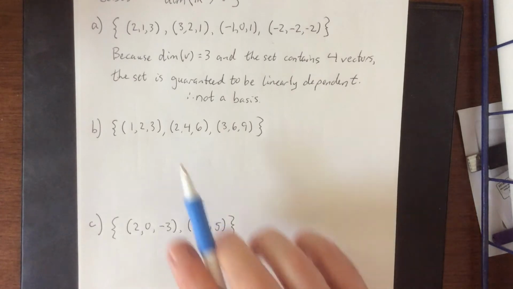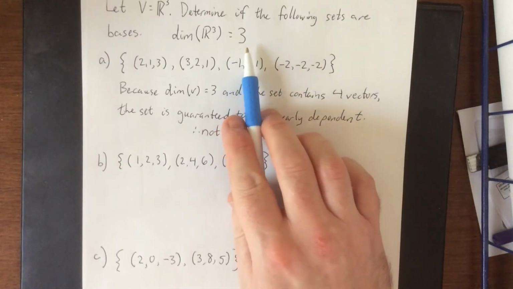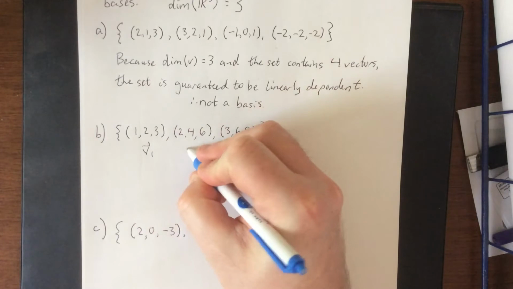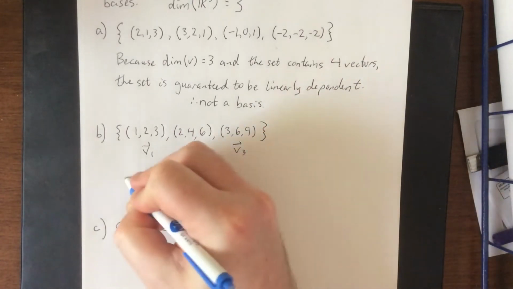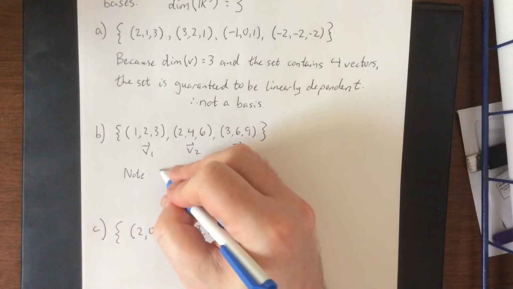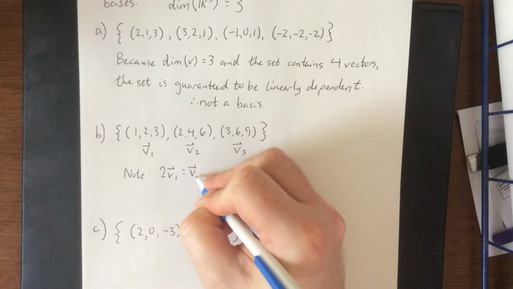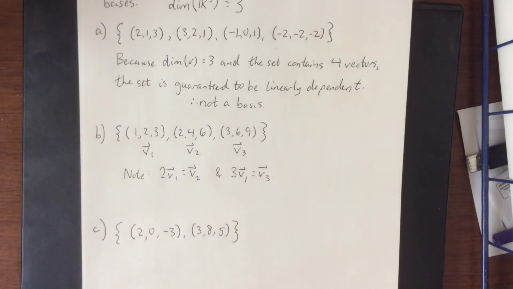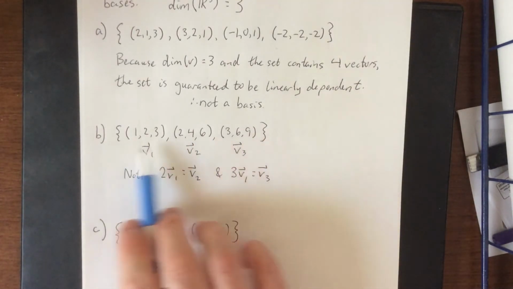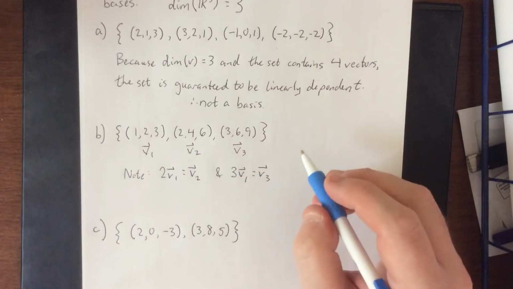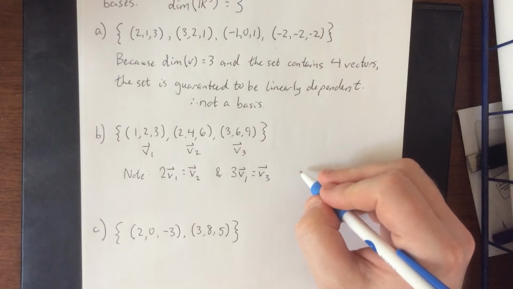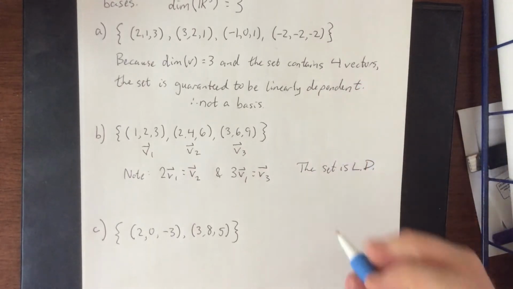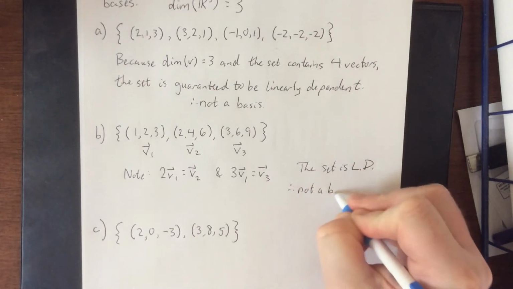For the set in part B, we do have the right number of vectors this time, since the dimension of our vector space is 3, and we have a set containing 3 vectors. However, if we label these 3 vectors as v1, v2, and v3, we can note that if I were to multiply v1 by 2, I would get exactly the vector v2. And if I were to take 3 times vector v1, I would get exactly the vector v3. As such, because we can express these vectors as linear combinations of one another, we can conclude that the set is linearly dependent. So same issue as with part A. Therefore, this will not be a basis.